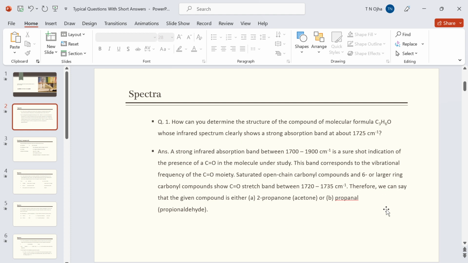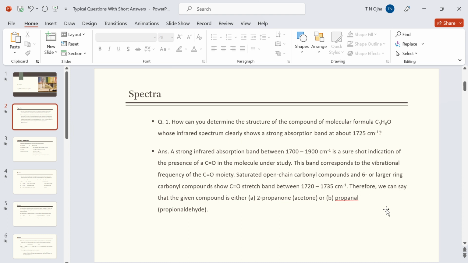First question: how can you determine the structure of the compound of molecular formula C3H6O, whose infrared spectrum clearly shows a strong absorption band at about 1725 per centimeter. If this much information is given, we have to determine the structure of the compound.